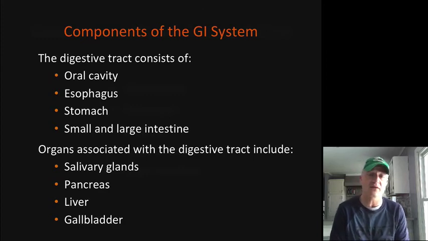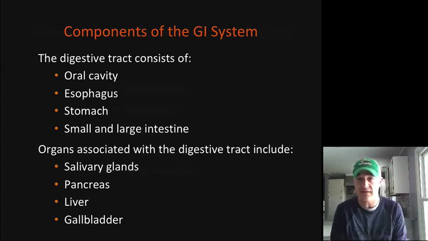There will be a few other things that we'll take a look at in a subsequent set of material here, which will be those accessory organs. So organs that are part of the digestive process but are not necessarily having the food travel through them. So things like salivary glands, pancreas, liver, gallbladder, and what's going on with those.